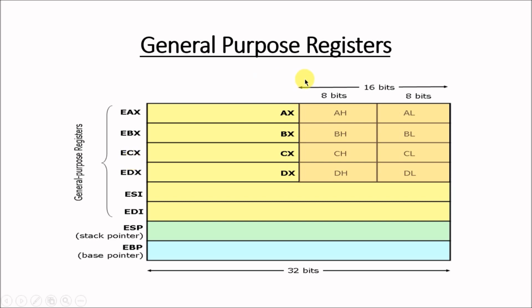For example, the lower 8 bits of the EAX register can be called AL register, and the upper 8 bits can be called AH register. If you combine both these 8-bit registers you get a 16-bit register called AX register. Similarly, EBX, ECX, EDX registers can be further divided. Let's take a look at these registers one by one.